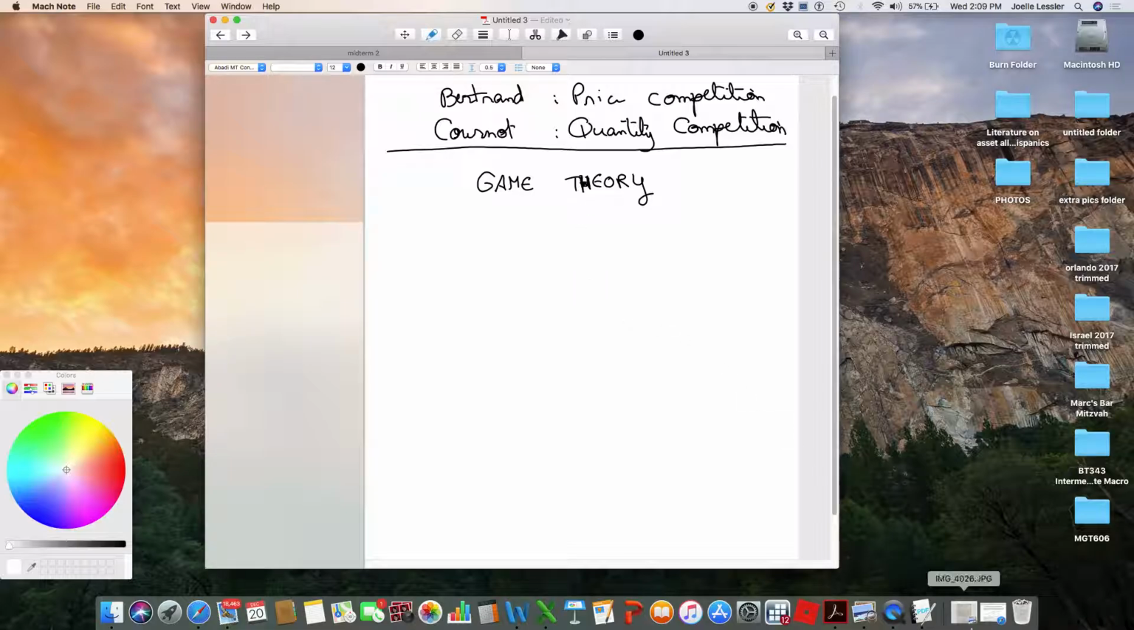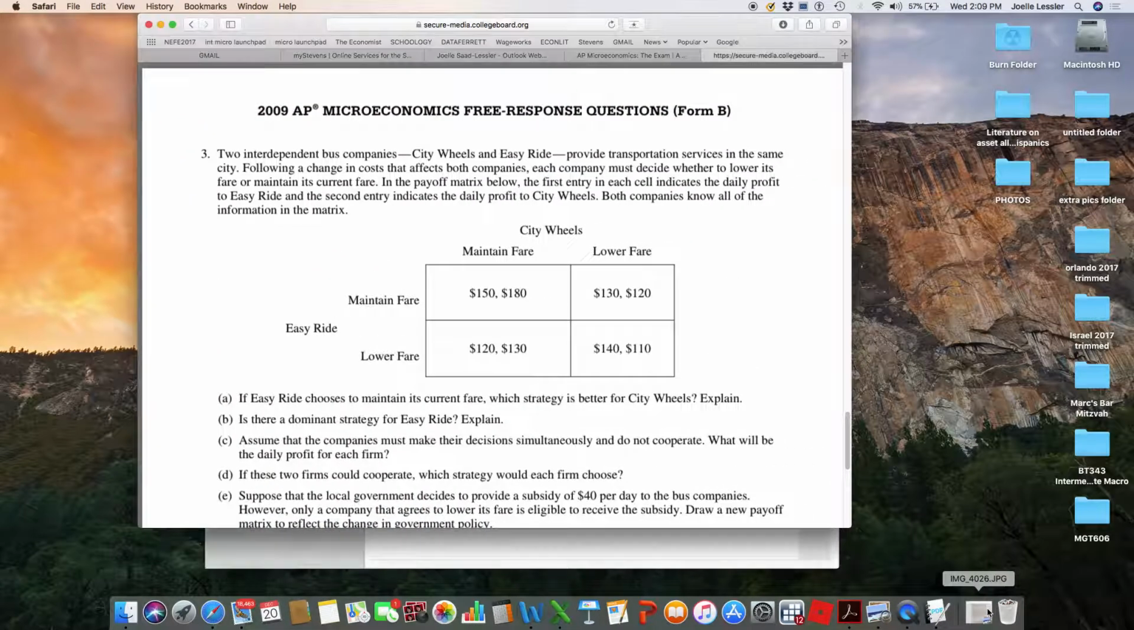So I'm going to pull up here an example from the AP exam. This is the 2009 AP Form B. You have two interdependent bus companies. So again, interdependent because what each one does affects the other. One is called City Wheels, one is called Easy Ride. They both provide transportation services in the same city. Following a change in costs that affects both companies, each company must decide whether to lower its fare or maintain its current fare.